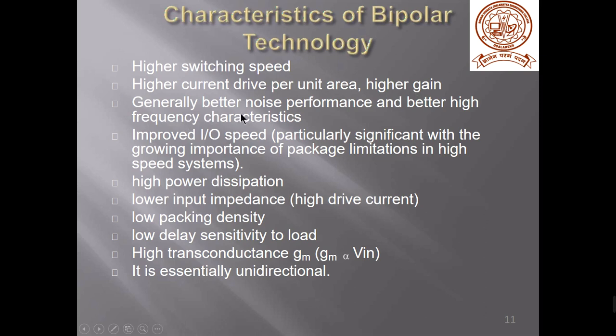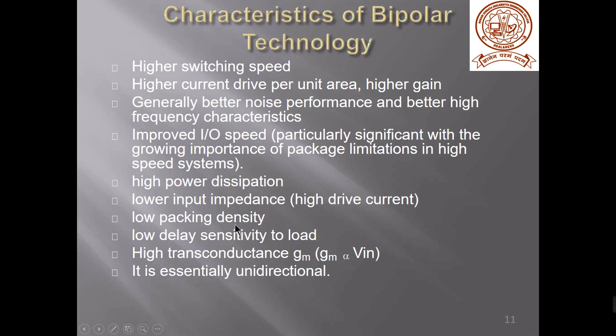Generally, bipolar technology has better noise performance and better high frequency characteristics, and improved I/O speed. Higher power dissipation is the drawback in bipolar that should be overcome in CMOS. It also has lower input impedance and lower packing density. As compared to bipolar, CMOS has higher packing density, while bipolar technology has low packing density.